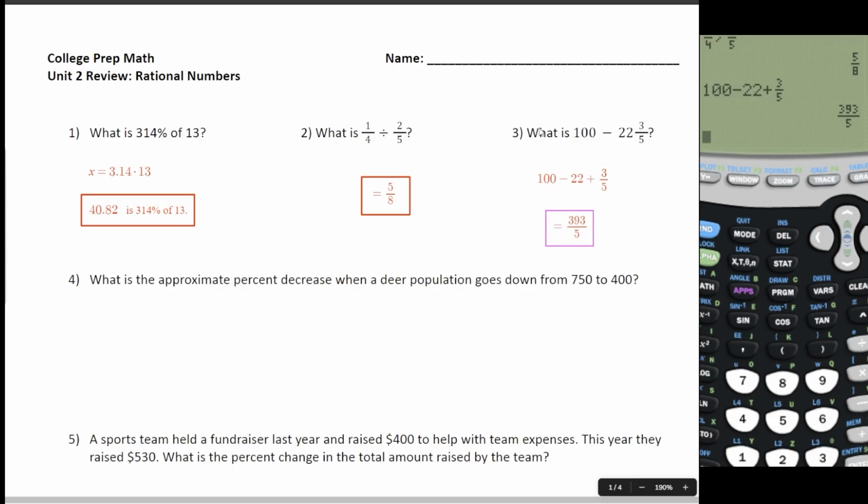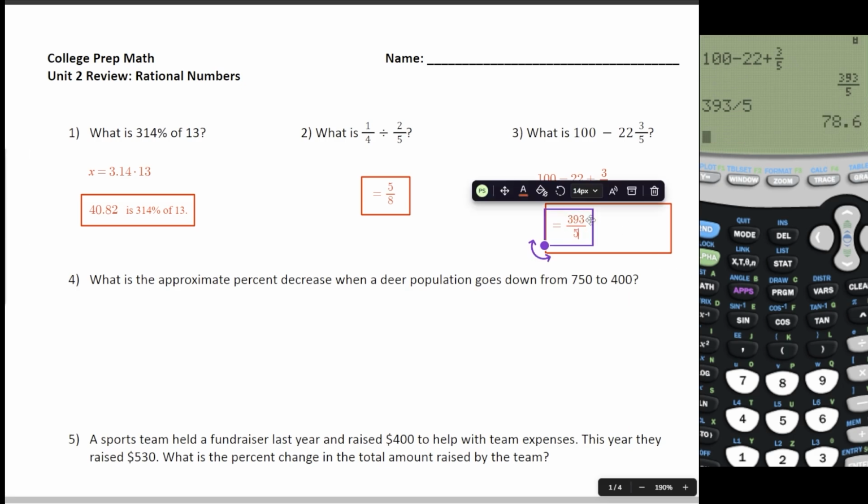Now you might have this number as a decimal, and that's okay too. If I want to know what it is as a decimal, I wonder if I can just go ahead and divide this out. If not, we might just have to convert it. Oh, yep, there we go. So you could also write this as 78.6. And I'll accept either one. Just be ready to go back and forth.